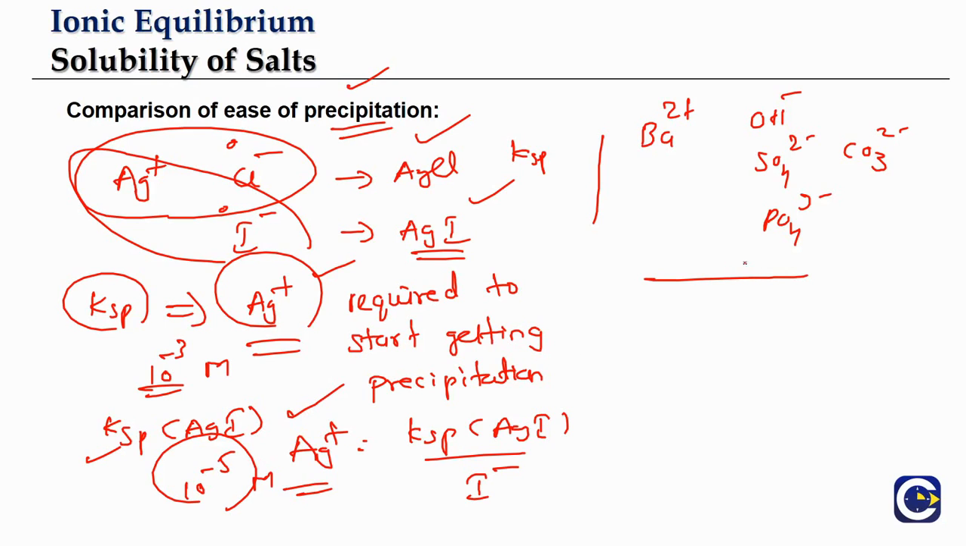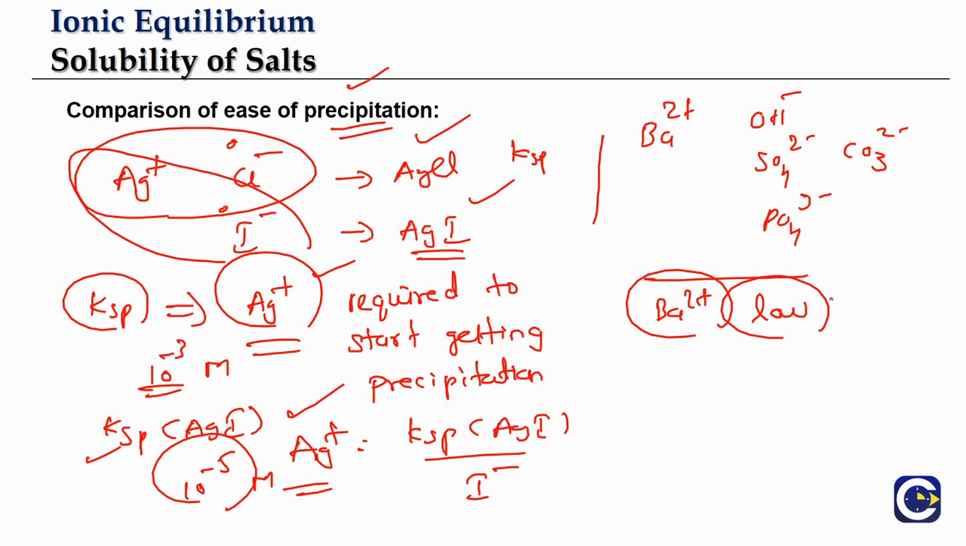Same in this case also, we will find out the barium 2+ ion concentration that is required for the precipitation of barium hydroxide, for barium sulfate, for barium carbonate, for barium phosphate, and we will see in which case the required concentration of barium 2+ for the precipitation is least, and that salt is going to be the one that precipitates first. So this is the way in which we are going to compare the ease of precipitation.